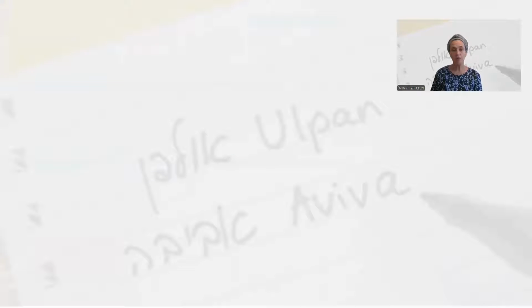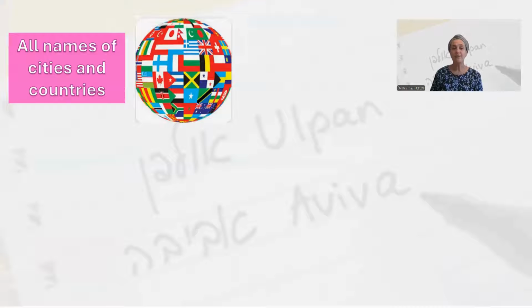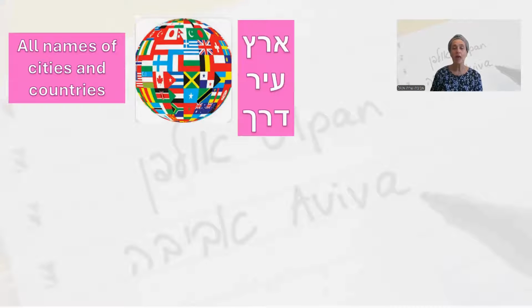So let's look at a couple of groups of exceptions. For instance, all names of cities and countries are always feminine, no matter what ending they have. Israel, classic. Israel is a feminine word. And also the words eretz, ir and derech, country, city, and path or way, they are also feminine. So these are kind of all related. Even though they don't look like they're feminine, they are.